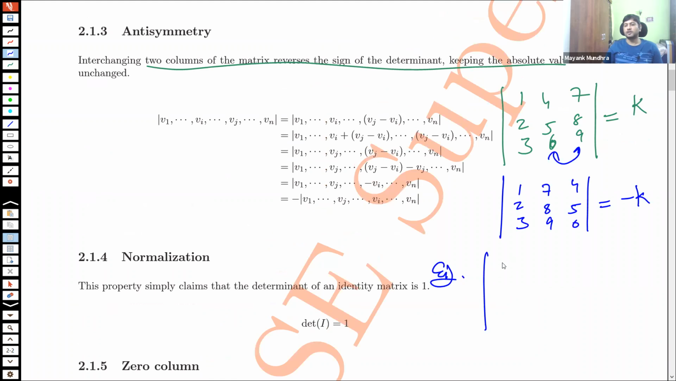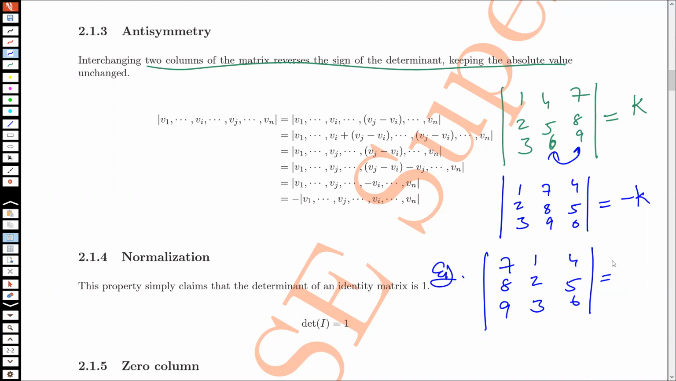Tell me what will be the determinant in terms of k? What will be the determinant of 7, 8, 9, 1, 2, 3, 4, 5, 6? So plus k? k only. Yes, k. So it works like that.